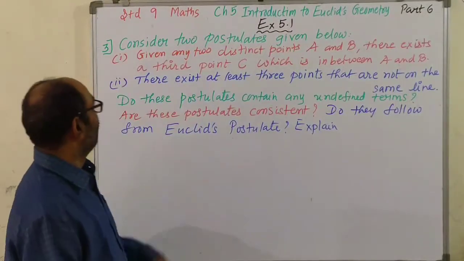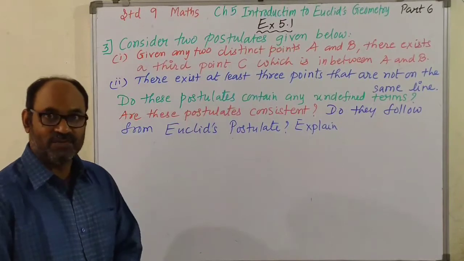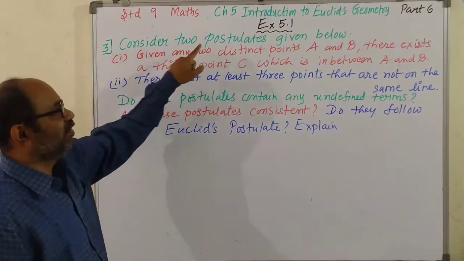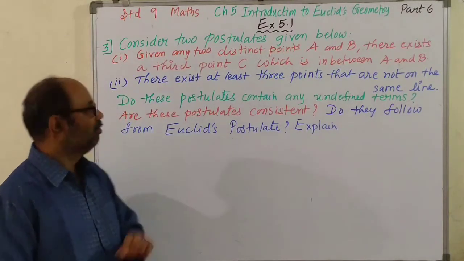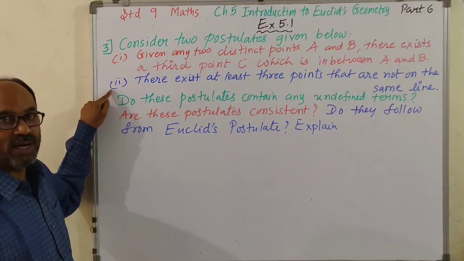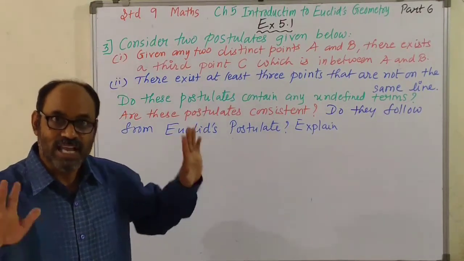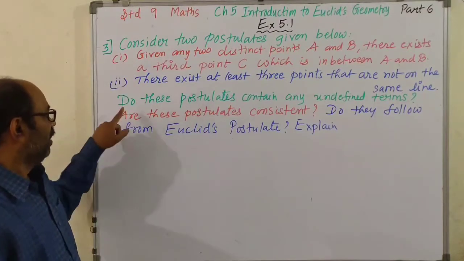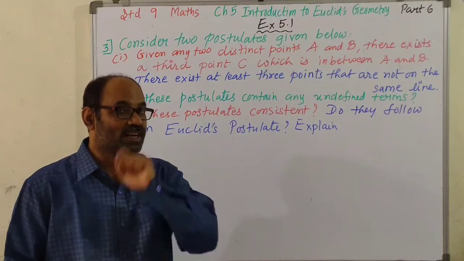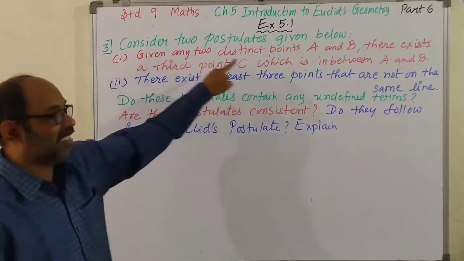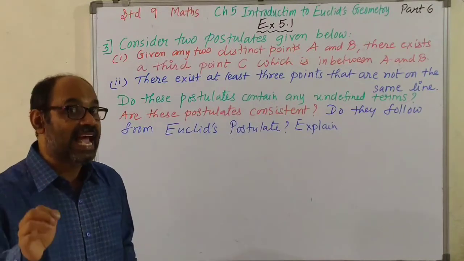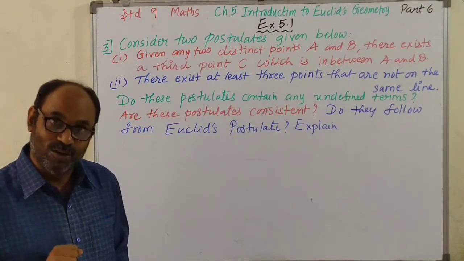Okay, students. Then we move on to the third question of exercise 5.1. Let's see the statement. Consider 2 postulates given below, the first one that you have written in red, and the second one that I have written in blue. These are postulates, children. Do these postulates contain any undefined terms? That is the first question you have to answer. Read the statement of postulate 1 and then postulate 2 and say if any undefined terms are used there.